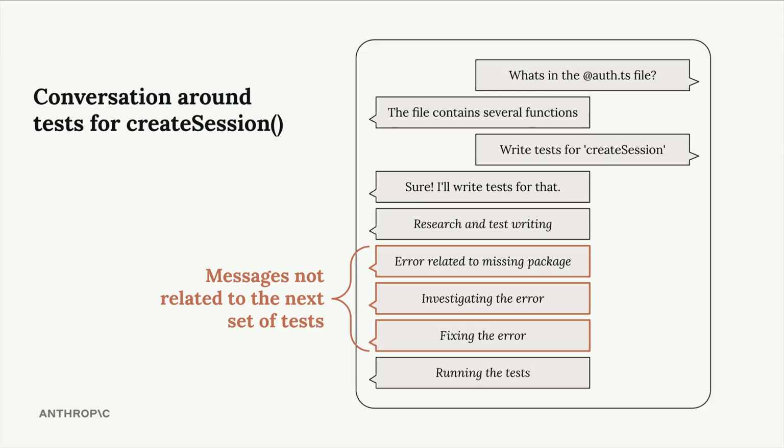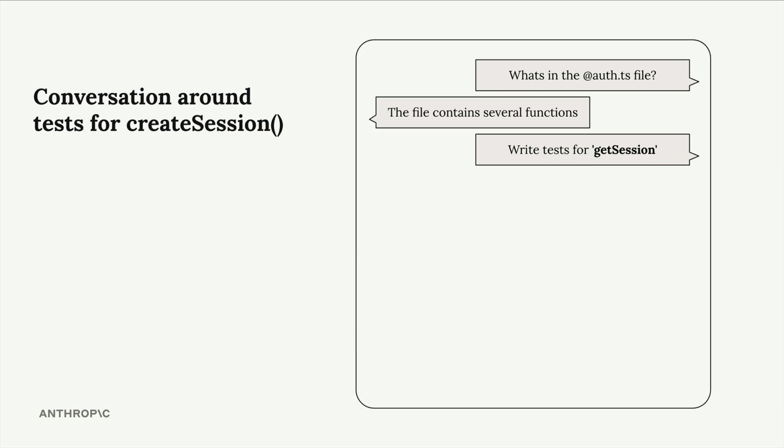But here's the thing. In my conversation history, there is now a lot of back and forth around that broken package. Now this is a bunch of context that is not at all relevant to writing the next set of tests. Ideally, we would be able to jump back in time and go back to the previous message we sent and just update it to say, write test for getSession.